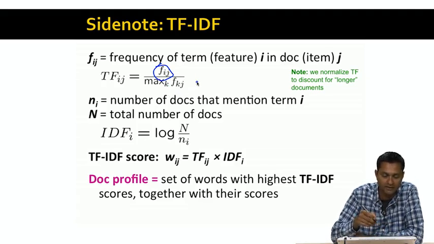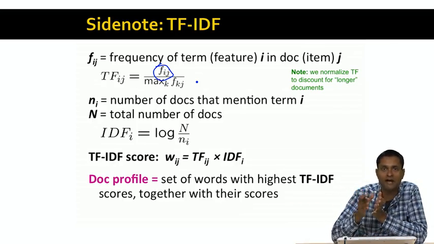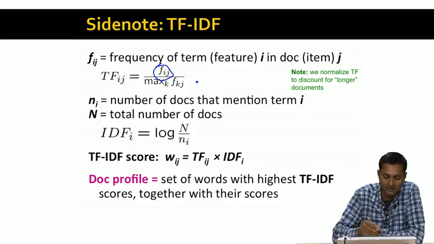For example, let's say the feature is a certain word, the word apple. And in the document that we're looking at, the word apple appears 5 times. But there's another document where the word apple appears 23 times. And this is the maximum number of times the word apple appears in any document at all. Then the term frequency, TF_ij, is 5 divided by 23.